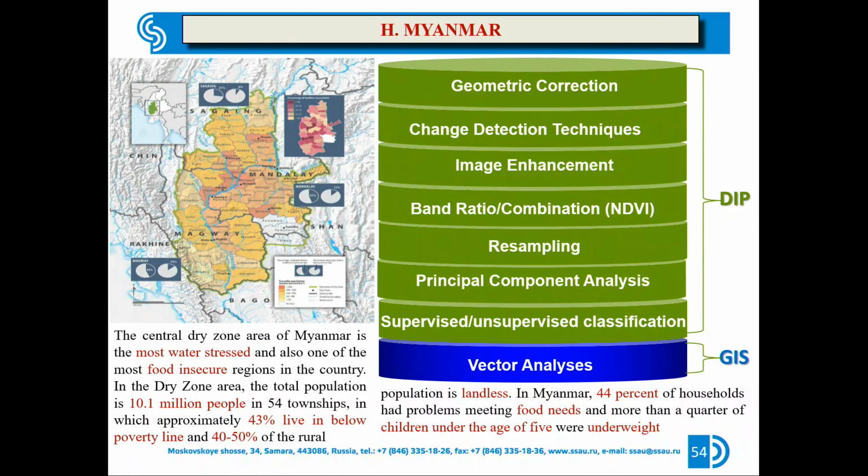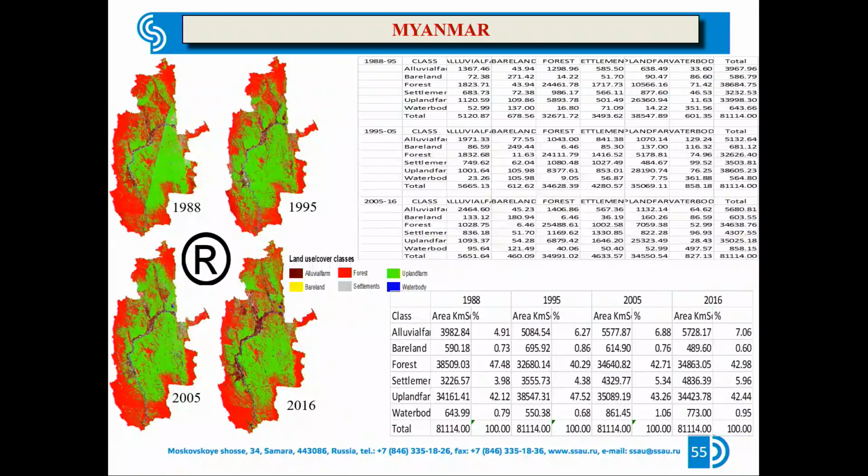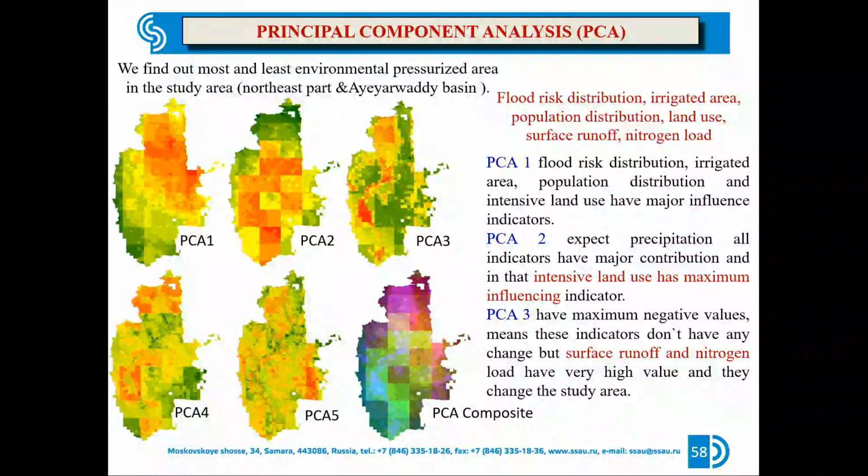So I want to know what is the main feature, why the dry zone area is an environmentally pressurized zone. I studied some parameters and made their correlations. Some have positive relations, some have negative. Ultimately, I get the result that flood risk, irrigation, population, and land use are the main factors. That's why it's a highly environmentally pressurized zone.